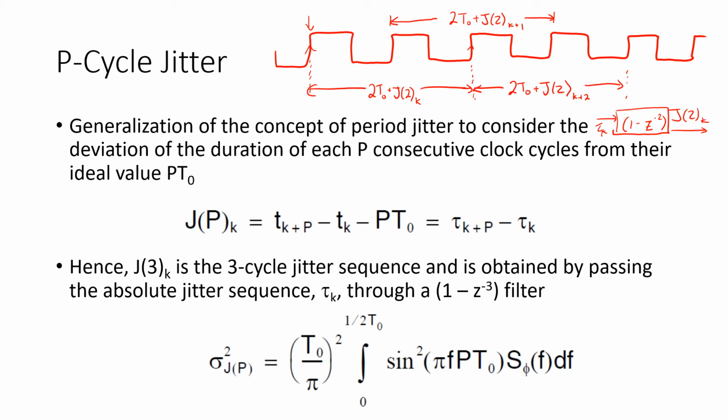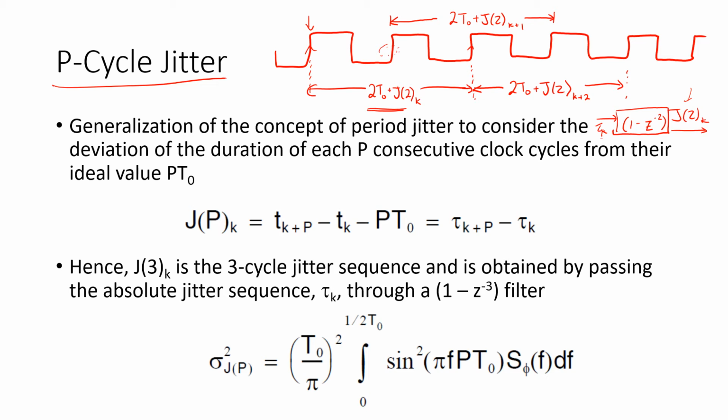Doesn't really matter what's going on in between. It doesn't have any impact on this measurement here. So the measurement at every time step k depends on k and k from 2 time steps ago, in a sense. And we can generalize this idea to the so-called P-cycle jitter.